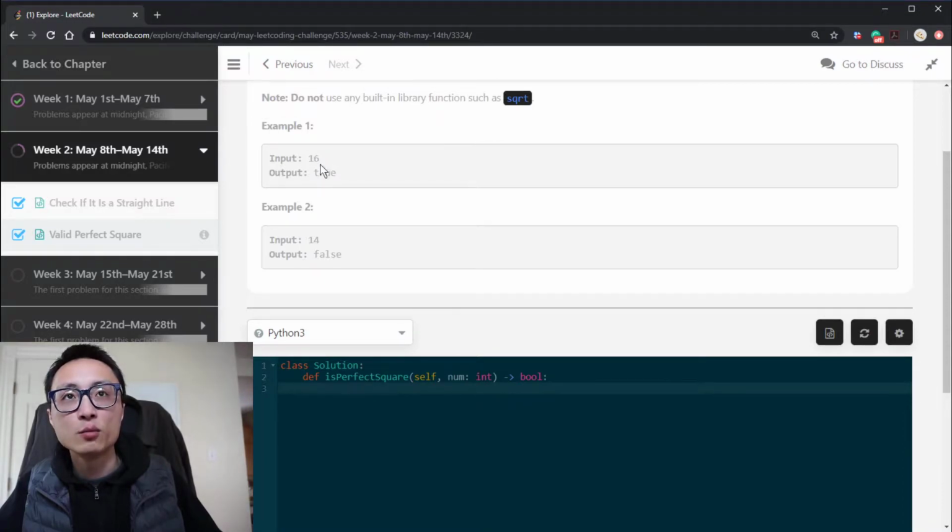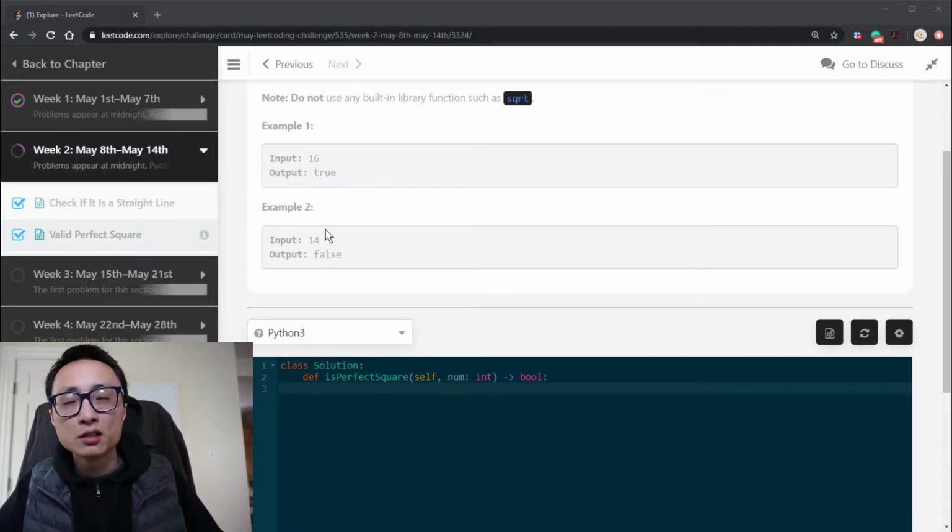As the example 1, we have 16. The square root is 4, which is an integer, so we return true. The second example, we have 14. The square root is 3 point something. It's a fraction, so we return false.